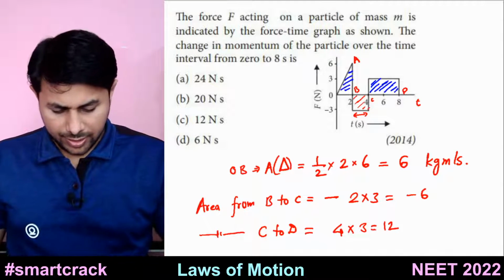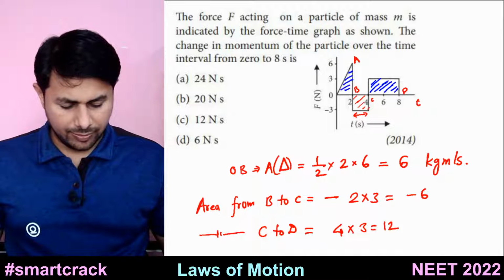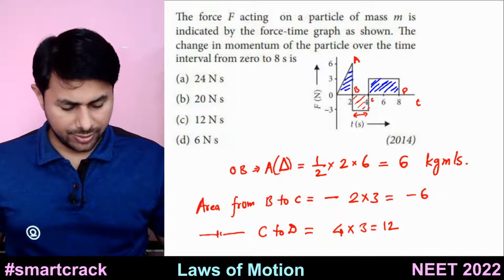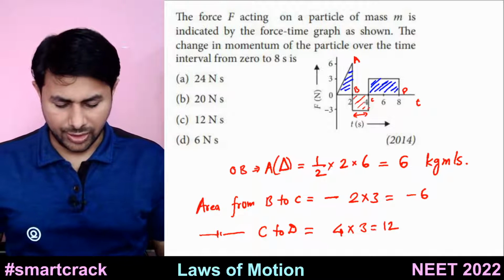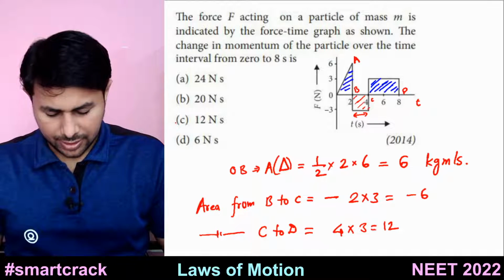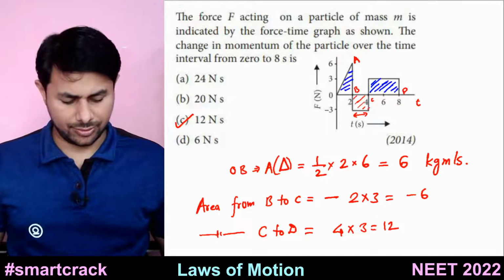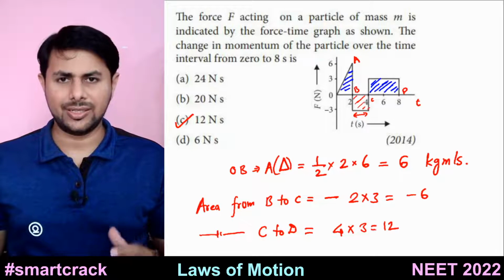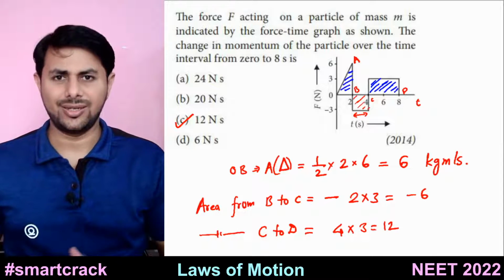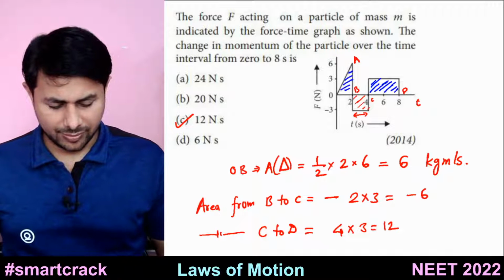Okay, so what is addition of all this? So 6 plus minus 6 is 0. 0 plus 12 is 12. So what is the answer? It is 12 Newton second. Okay, kilogram meter per second is also Newton seconds. Alright, because it is impulse.